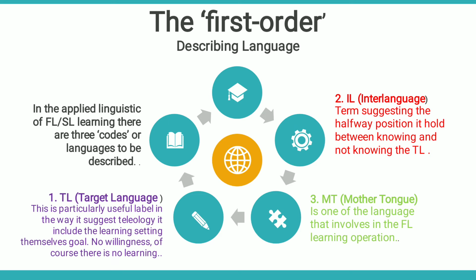In the applied linguistics of foreign language or second language learning, there are 3 codes or languages to be described. First, target language. This is a particularly useful label in the way it suggests teleology. It includes the learners setting themselves a goal. No willingness, of course, there is no learning. Second, interlanguage. A term suggesting the halfway position it holds between knowing and not knowing the target language. Third, mother tongue is one of the languages that is involved in the foreign language learning operation.